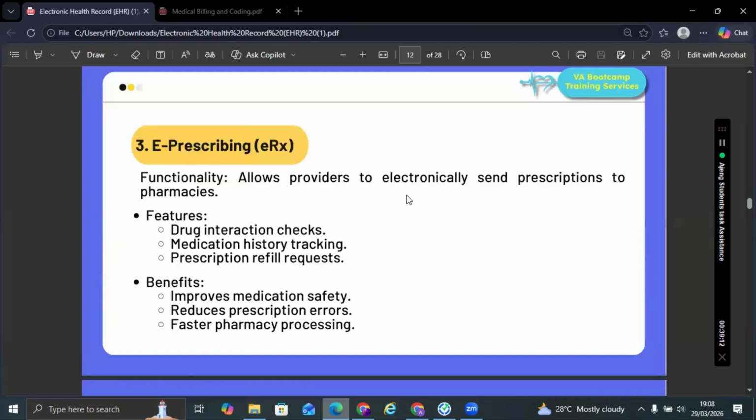Next, it's about e-prescribing. The functionality allows providers to electronically send prescriptions to pharmacy. The features are, first, drug interaction check, and then medication history tracking, and then prescription refill requests. And about the benefits are improved medication safety, reduced prescription error, and faster pharmacy processing.